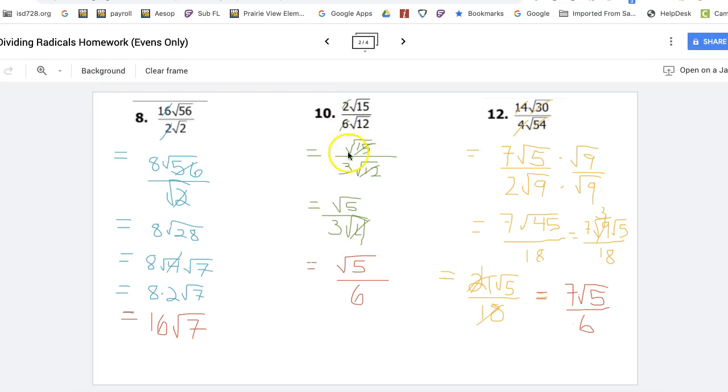Again, 2 and 6, I can simplify. They're both outside the radical. And then I looked at 15 and 12. This is the same as saying, let me, I wonder if I can just draw this real quick.